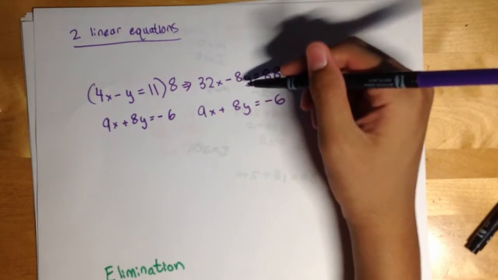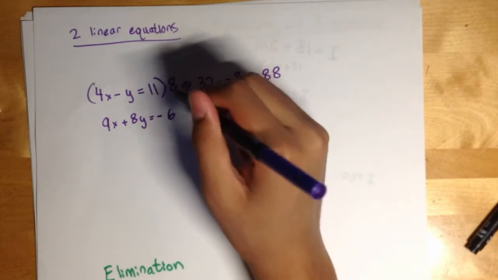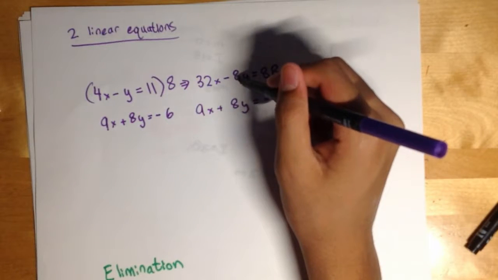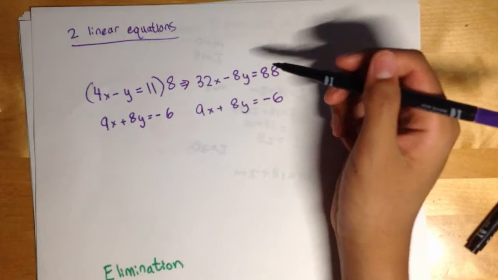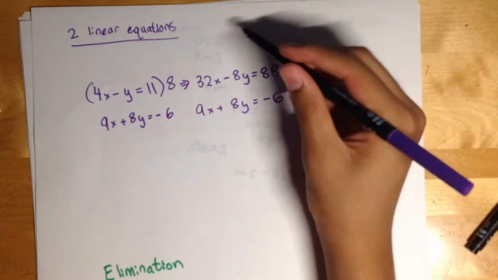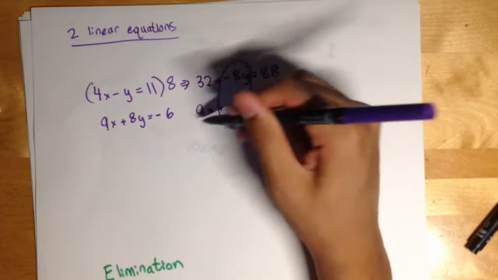Now, helpfully, if you rewrite this equation down here, 9x plus 8y equals negative 6, you can see that, first of all, these two equations mean the exact same thing. Multiplying the entire equation by 8 doesn't change the x and y values that would satisfy this equation, because you can just factor out an 8.